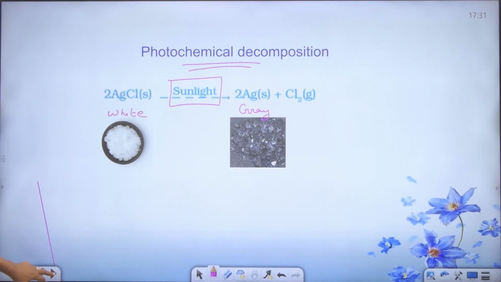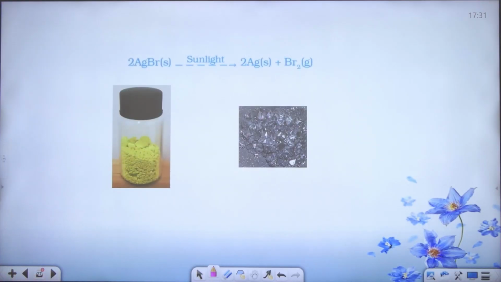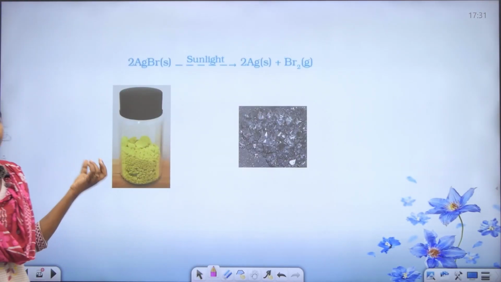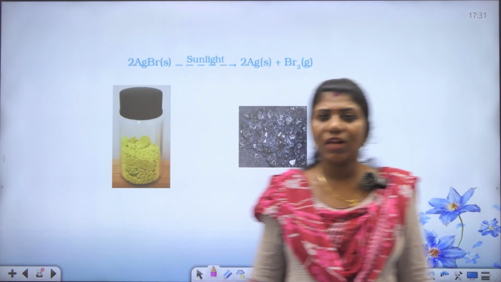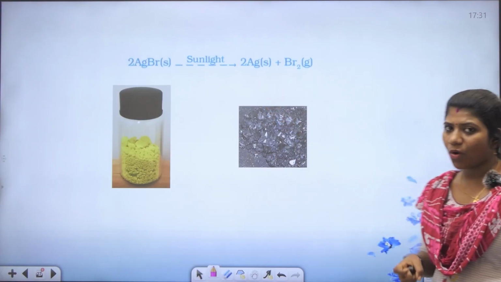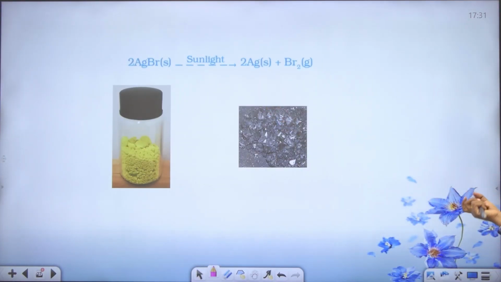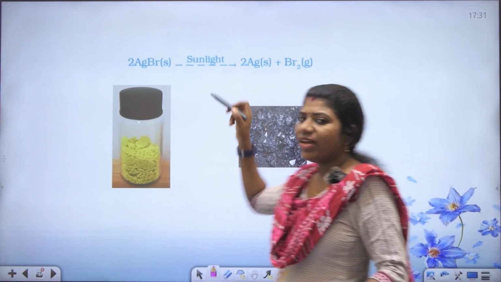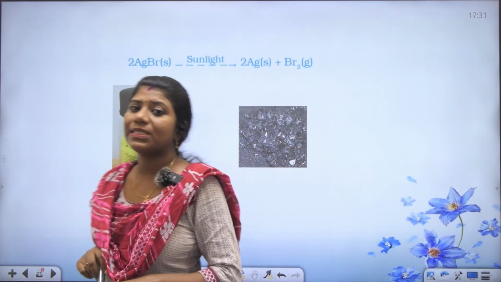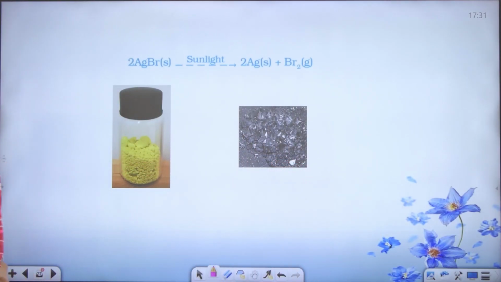Another example is decomposition of silver bromide. Silver bromide decomposes to form silver and bromine gas. Silver bromide is a single compound. It reacts to form two substances, two products. That means it's a decomposition reaction. Here, silver bromide reacts in the presence of sunlight, so this is an example of a photochemical decomposition reaction.